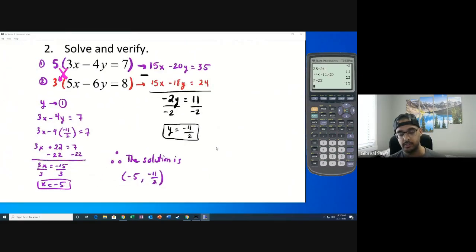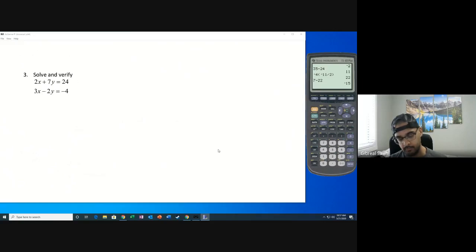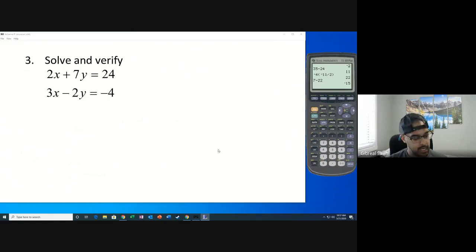All of these questions are very much the same. Get one of those coefficients to be the same, eliminate by either addition or subtraction, solve for the remaining variable, substitute to get the other one. They're very, very similar. Okay, number 3, very similar to the last one we did. Since you have the answer key posted in your Google Classroom, I'm just going to give you the answer to this one, let you work through it, and then you can check if you need it.